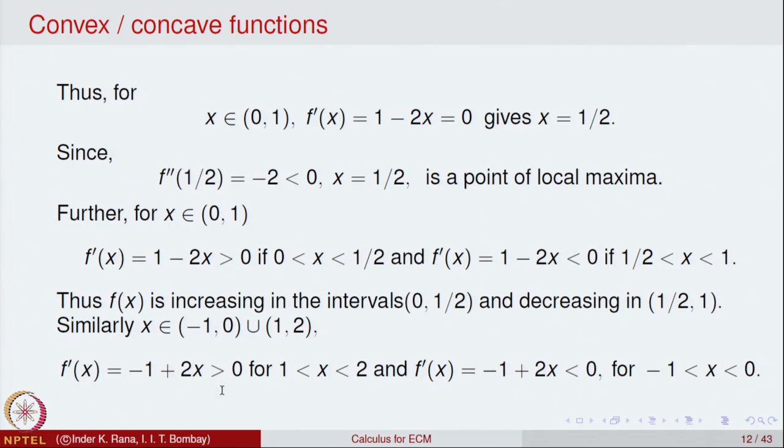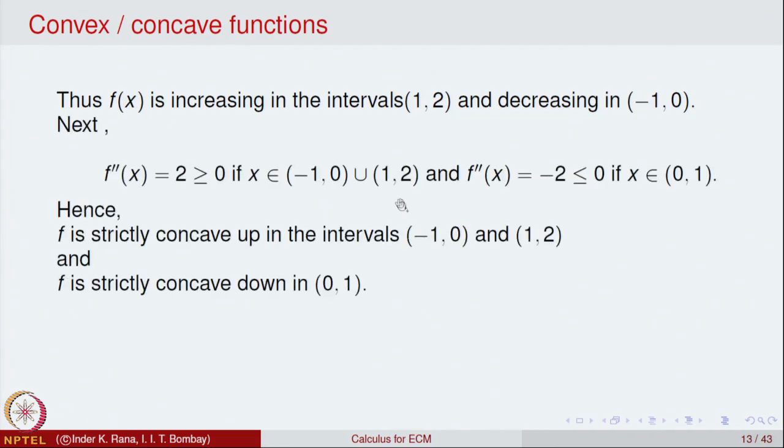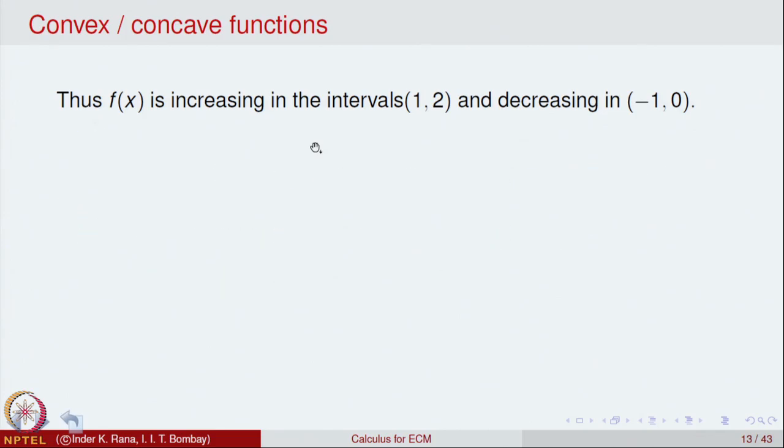So, from the nature of the derivative, we deduce that the function should be increasing in 1 to 2 and should be decreasing in minus 1 to 0. So, these are the conclusions we draw from looking at the sign of the derivative. Once that is done, we know increasing, decreasing, we can look at the second derivative of the function.